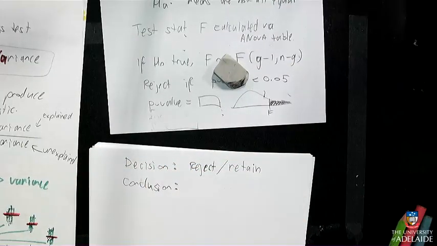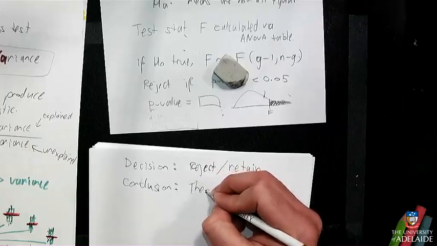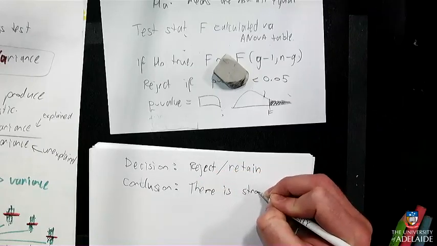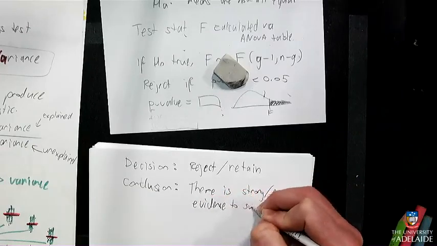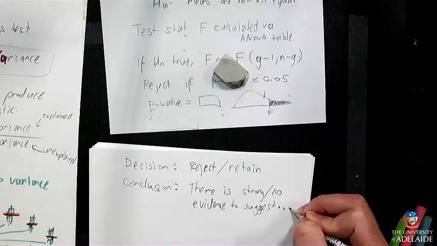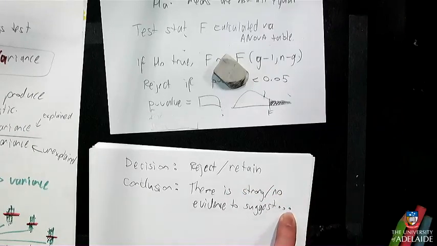And the conclusion would be something along the lines of, and so there is strong evidence to suggest blah, blah, blah. Or so there is no evidence to suggest that blah, blah, blah. Something like that. And then put something here that's actually in the context of the story. Your conclusion is not allowed to mention the letters mu. It must be about the story that this came from.